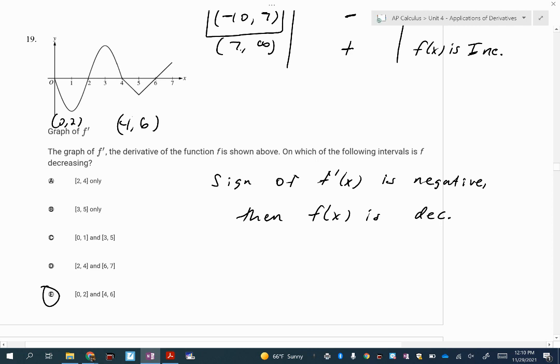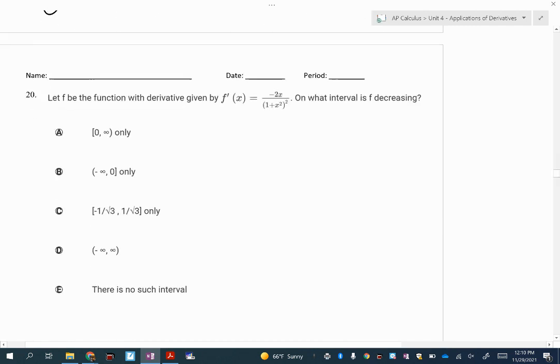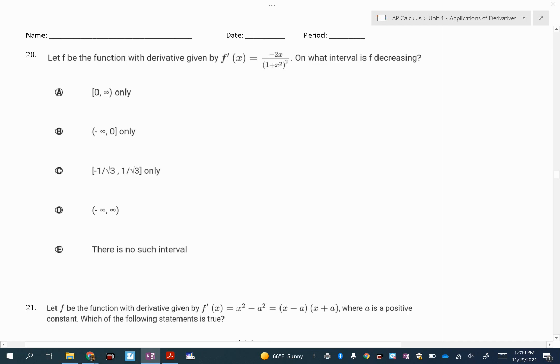All right, I'm going to do 2 more, and then we'll be done with this first part. Number 20 says, here's the function, and this is the derivative. On what interval is the function decreasing? So I'm going to do this just like I did before with number 18. Finding the critical points means whatever makes the derivative equal to 0 or undefined.